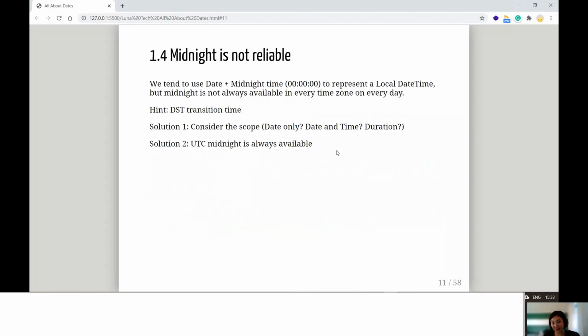And interestingly, midnight is not always reliable because some time zones tend to change their daylight saving on the midnight, right? Because we kind of lose or add 1 hour. That's why if you're using a local time and you're trying to use date plus midnight time, maybe that's not available or it's getting repeated. So it's not a safe thing to use. What we can do, maybe we only need the date. We don't need the time. Then we only store the date, right? And if we want to make sure the midnight is available, always use UTC daytime.